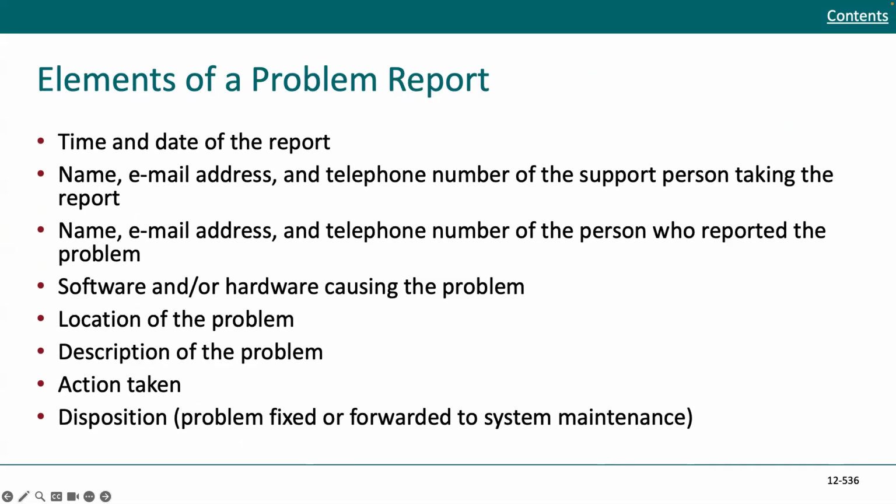What are the elements of a problem report? The time and date of the report, name, email address, telephone numbers of the support person, so all their contact information, the name, email address, and telephone number of the person who reported the problem. You want to have the software and or hardware that's causing the issue, the location of the problem, description of the problem, any actions taken, and the disposition, which is how the problem was fixed or forwarded to system maintenance.